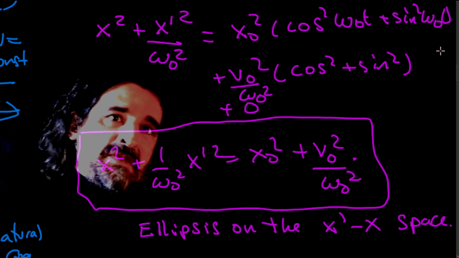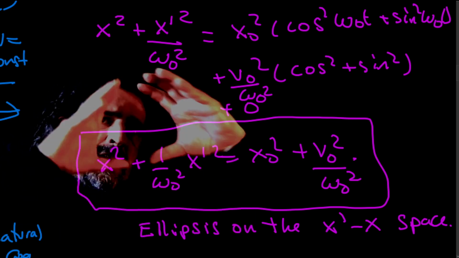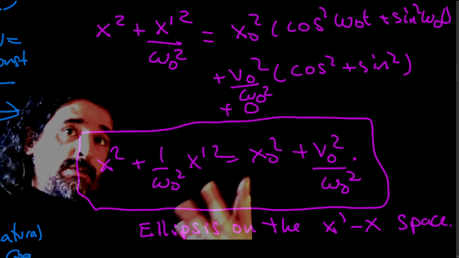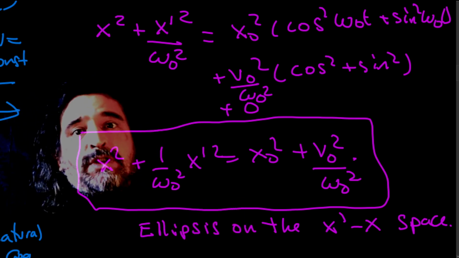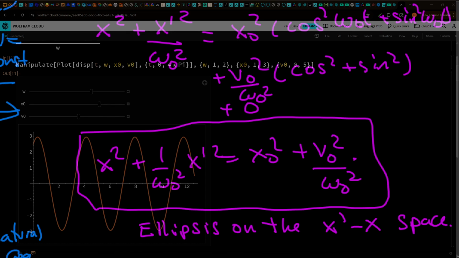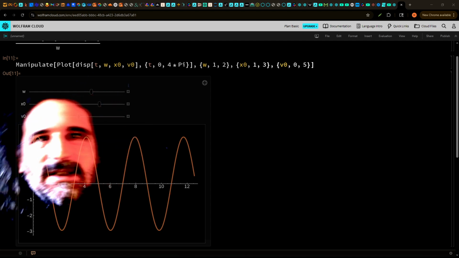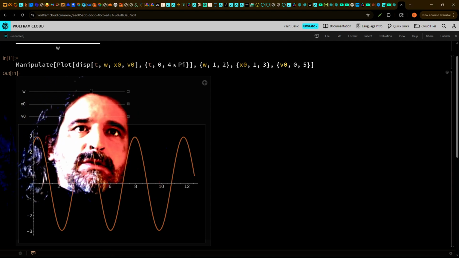Now, I can graph this for you. So that is the equation of an ellipse. The shape of the ellipse will be determined by x naught and v naught, as well as omega naught. So let me show you. If I go now to finish the class, I go here and I show you this. Oh, I always make the same mistake. I show you this stuff, right? So we can actually do the deed.